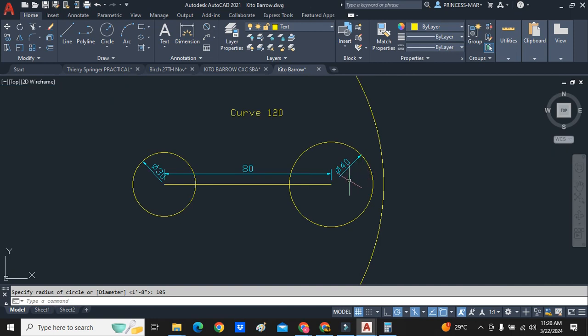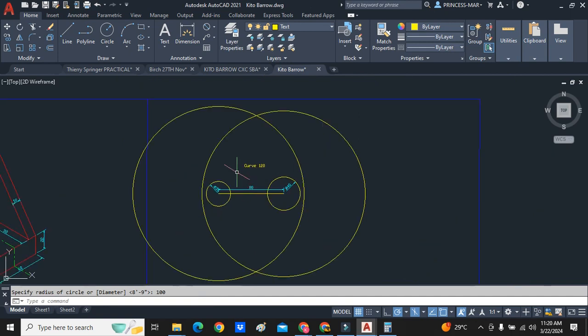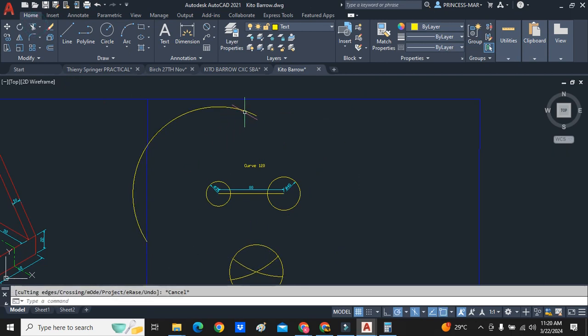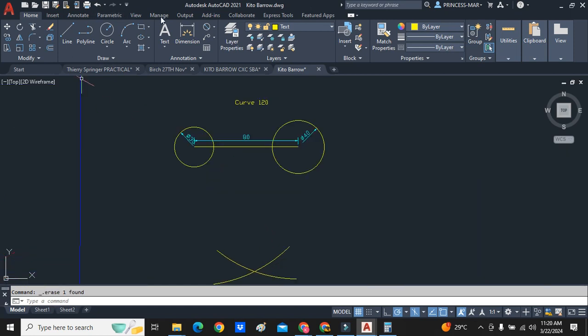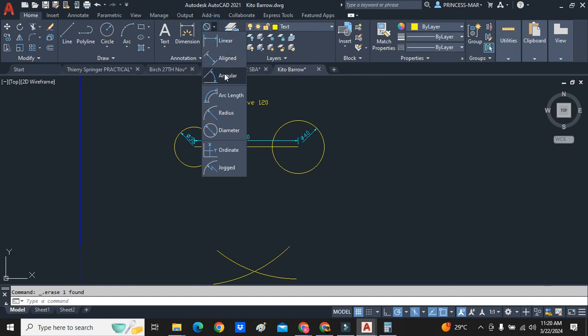Over here, this is 20. The radius of the 40 that's here is 20. So we're going to come and scribe our arc at 100. Where the two of them meet, we do a small circle. And we delete there. So I'm going to dimension it this time so that you can see it.